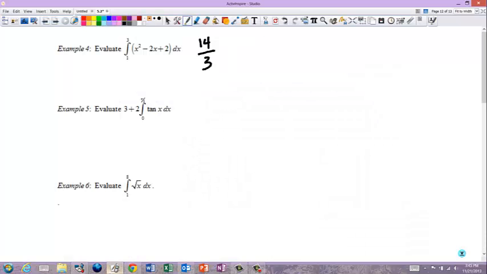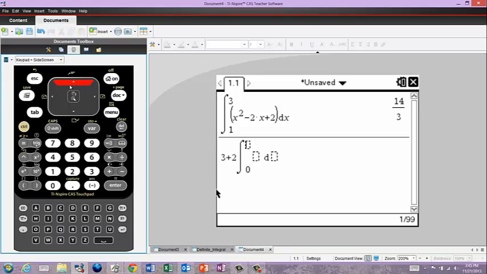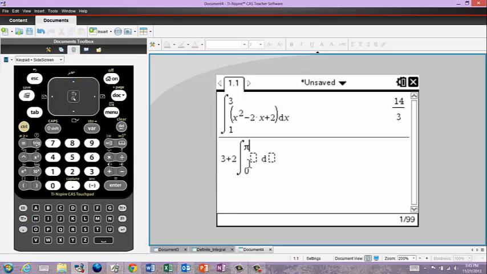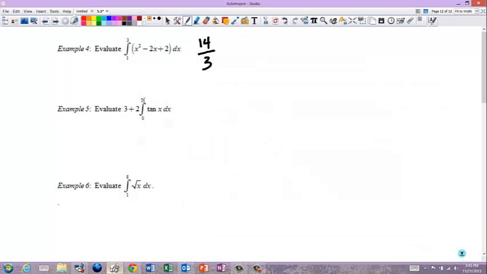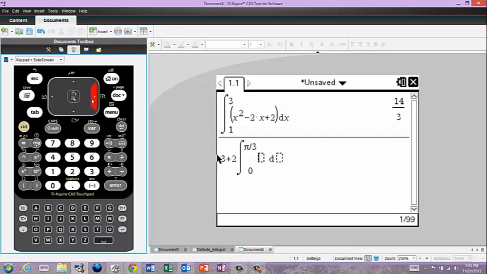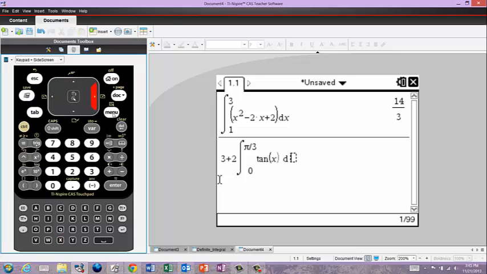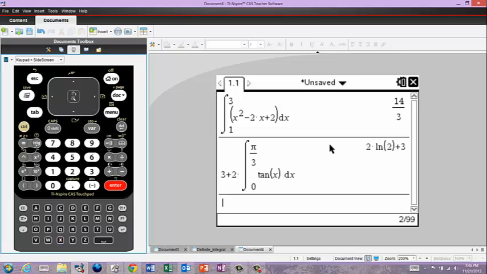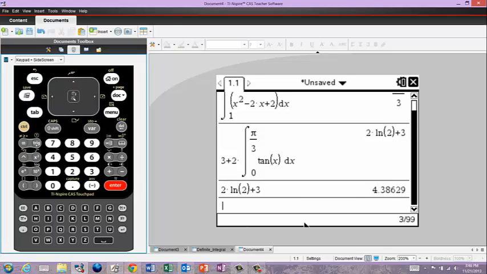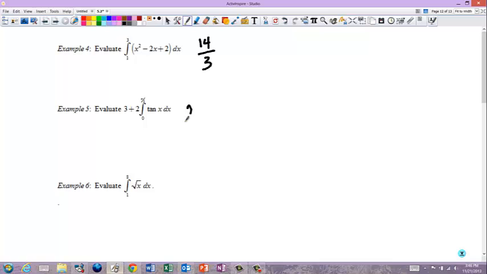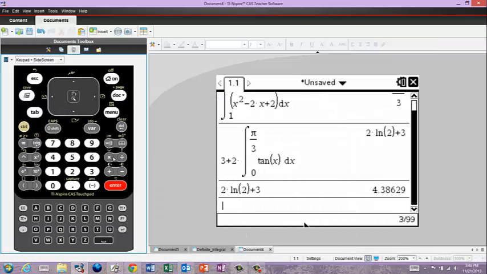3 plus 2, the integral from 0 to pi over 3 of tan of x dx. 2 natural log of 2 plus 3. Approximately, if it was on the calculator part, it would be 4.386. So either 2 natural log of 2 plus 3 or 4.386.